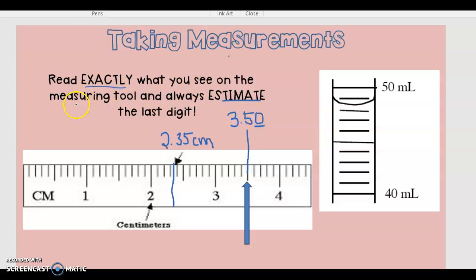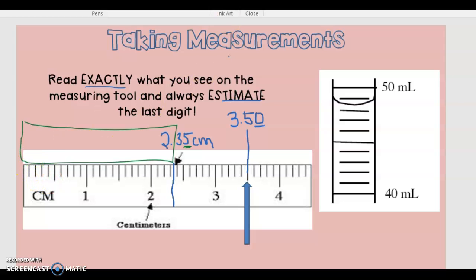Again, the first thing is you read exactly what you see on the measuring tool. So if I had an object that I was again measuring right here and it fell right here, then I would be able to read my object exactly on my measuring tool until it hit this point right here. So I can read the 1 exactly on the measuring tool. I can read the 2 centimeters. I can read the 3, so 2.1, 2.2, 2.3. And I always estimate the last digit. So in this case, I'm going to estimate the 5, so 2.35. The last digit is always an estimated digit.